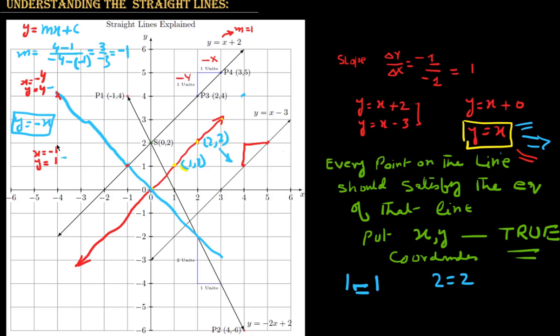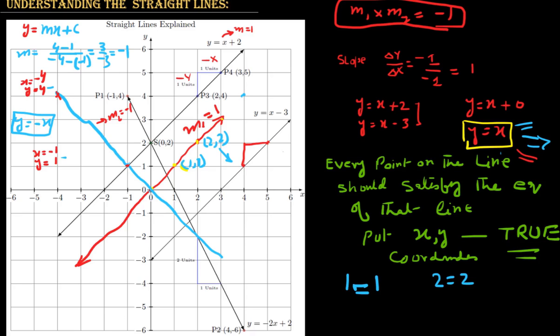And look at their slopes. The slope of the red line is m1, which is 1. And the slope of the blue line, I call it m2, which is minus 1. So if I multiply m1 with m2, the answer is minus 1. And this is the property of perpendicular lines. The slopes of two lines which are perpendicular, the product of their slopes is always minus 1. So this is the property of perpendicular lines.